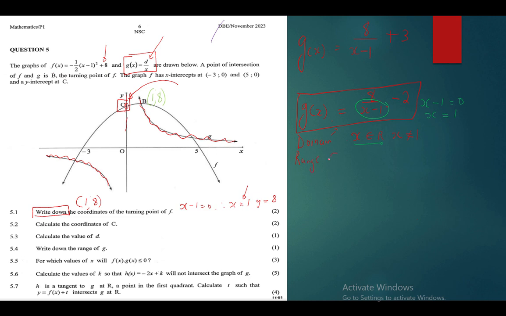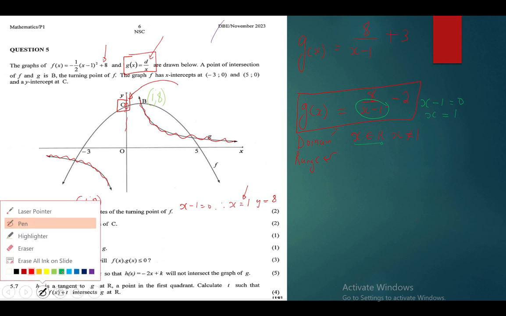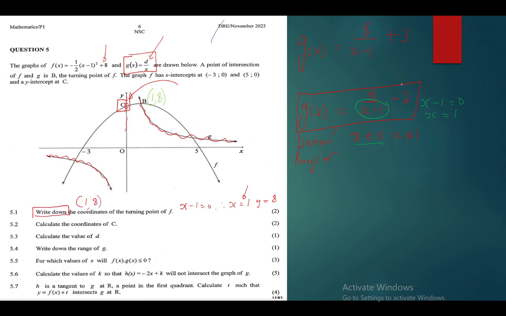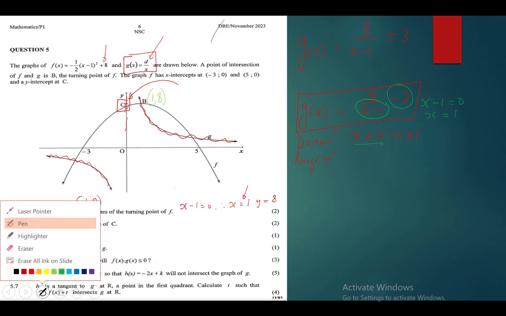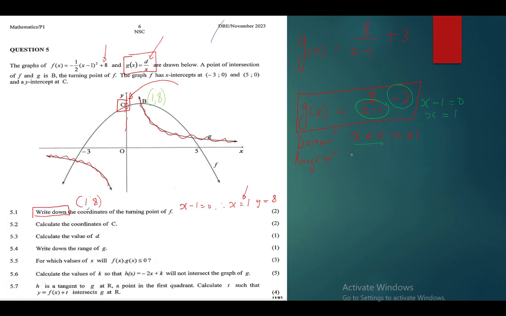Before you find the range, you can ask yourself, what is the y asymptote of this function g? This number here at the end is always your y asymptote of g. So the range is going to be y, all real numbers, but y cannot be negative 2. So hopefully you understand how we write the range and how we write the domain.